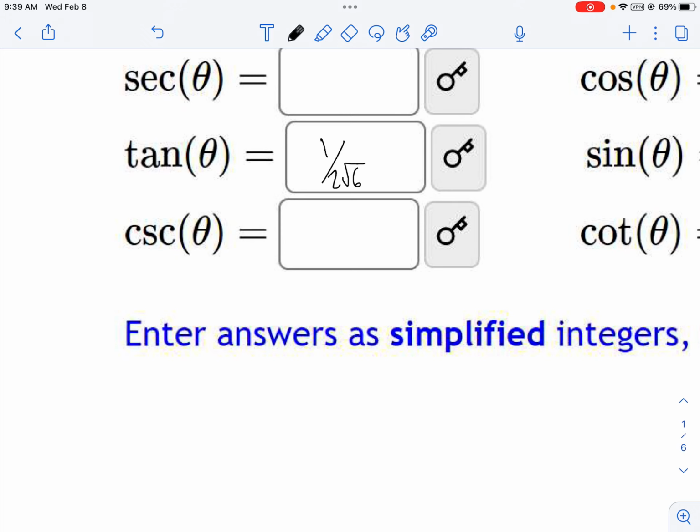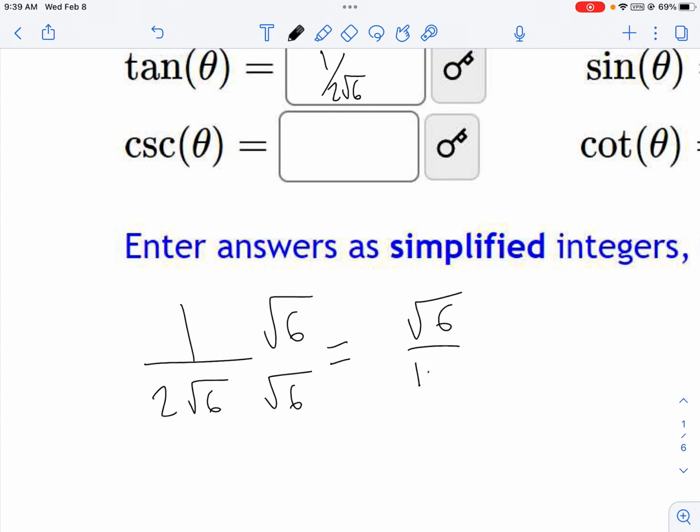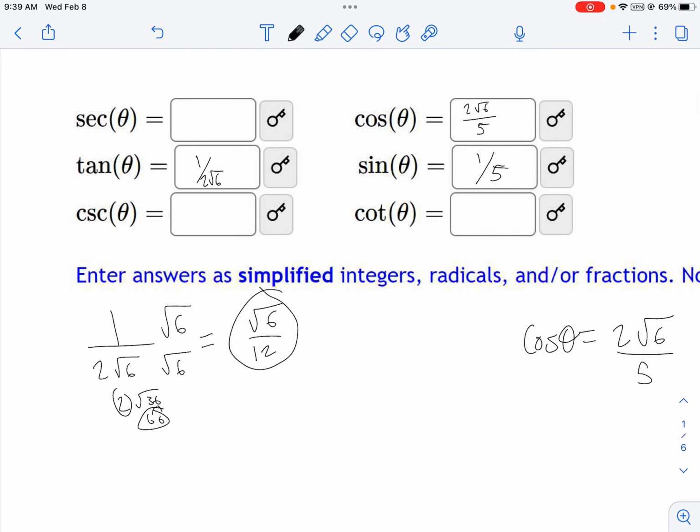If you wanted to rationalize this, you could. So if you have 1 over 2 square root 6, you could multiply top and bottom by root 6. And then you would get root 6 over 12. Because that would be 2 square root 36, which is just 6 and 6, 6 comes out, multiplies with the 2. You could also put this answer in and it would be accepted.